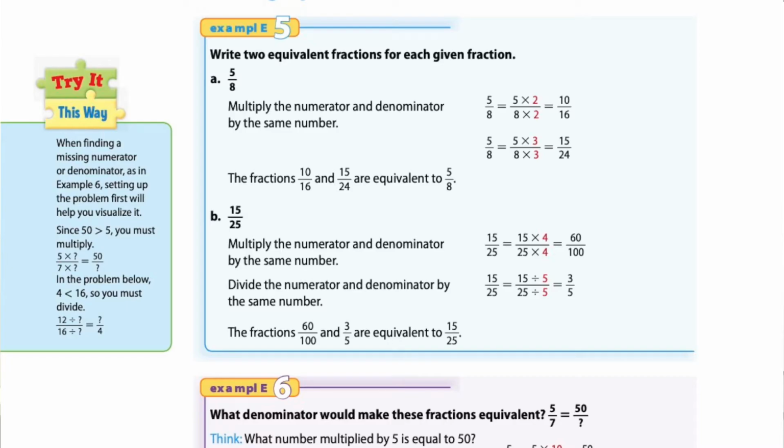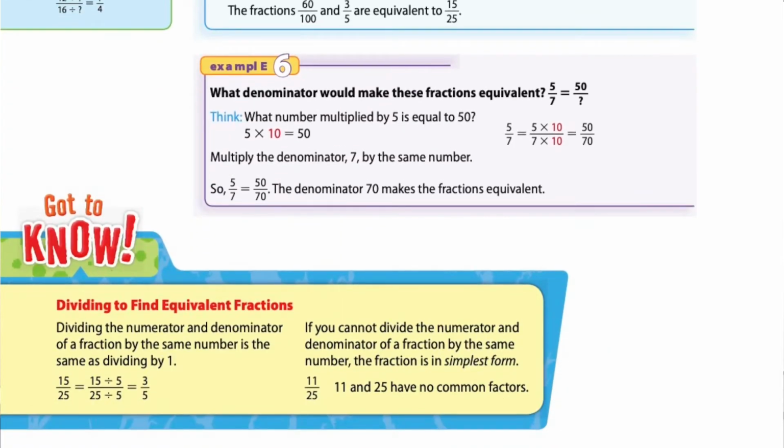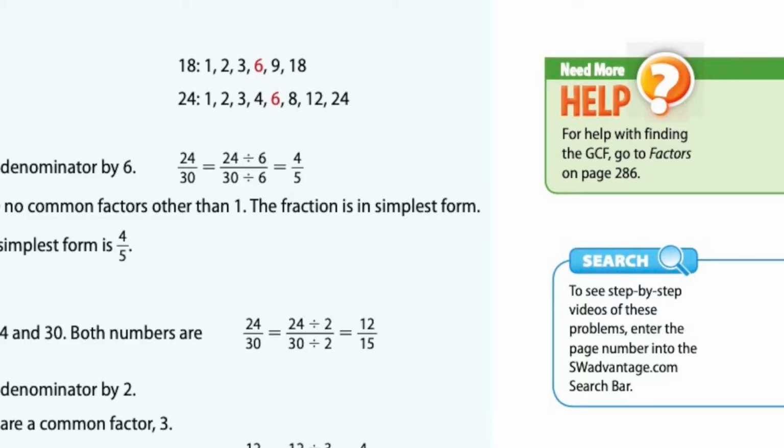What's really cool is that the math books are all equipped with the boxes called Try It This Way, Got to Know, More Help, and Search, where the kids can figure out some quicker way to solve the problem and how to get to the solution of the problem a lot quicker and easier.